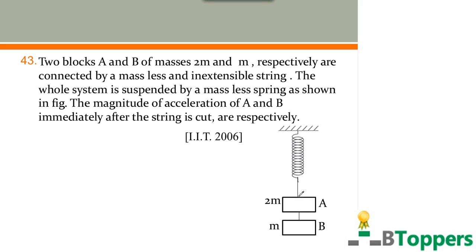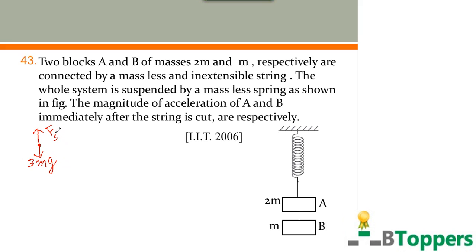That means in the first case, consider the two blocks A and B and the string between the two blocks, all the three as one system of mass 3m. Then for the system of mass 3m, in the original arrangement, the weight of the system acts downwards, the elastic force by the spring acts upwards. Let F subscript S denote the magnitude of the elastic force by the spring, that will be proportional to the elongation of the spring.